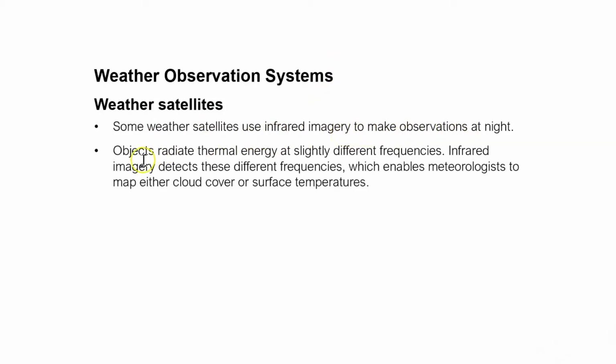Weather satellites. Some weather satellites are using different types of imagery, including infrared imagery, and these observations can be made at night. And objects will typically radiate thermal energy, and this can be used for thermal imaging. Depending on the temperature of the radiator, this is typically called black body radiation, because each body radiates a different frequency related to its temperature.